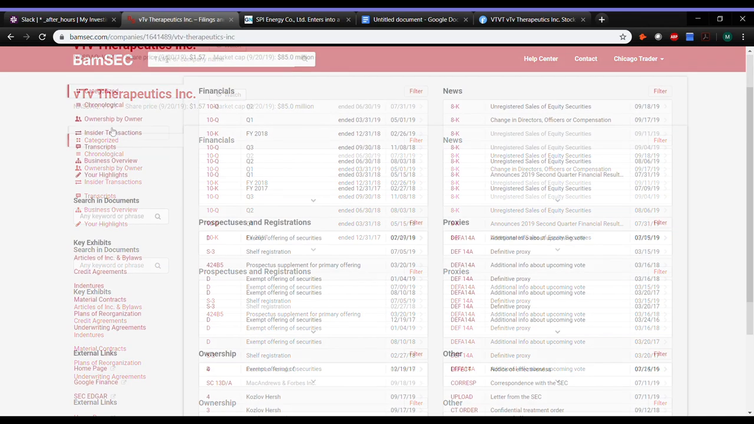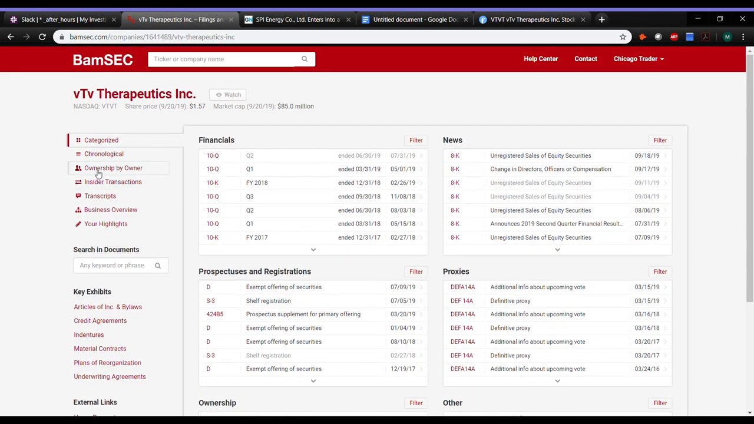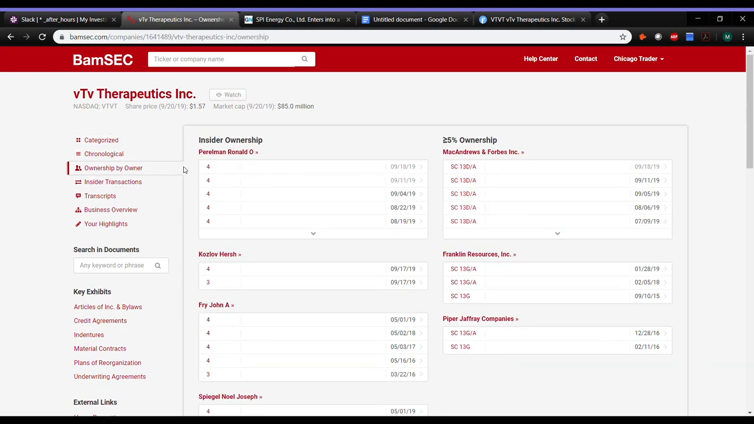So one of the things that's extremely handy, you can see the ownership by owners. So VTVT, if you guys know, it's a pretty unique situation. And I'll go over this in a second. So Ron Perlman is a billionaire. I think he's worth $4 or $5 billion. This is his company. They own 80% of this company, VTVT.